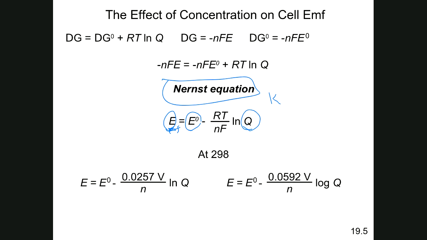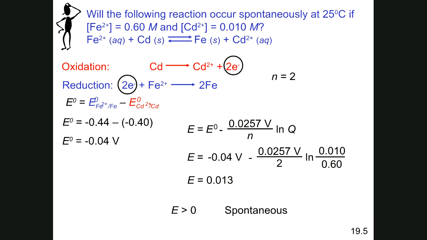So instead of the RT over F ln, we can simplify it. The RT over F can be simplified. For the log, it is this. We are using these formulas again for calculation, and when we are using it, you have to memorize it for checking.